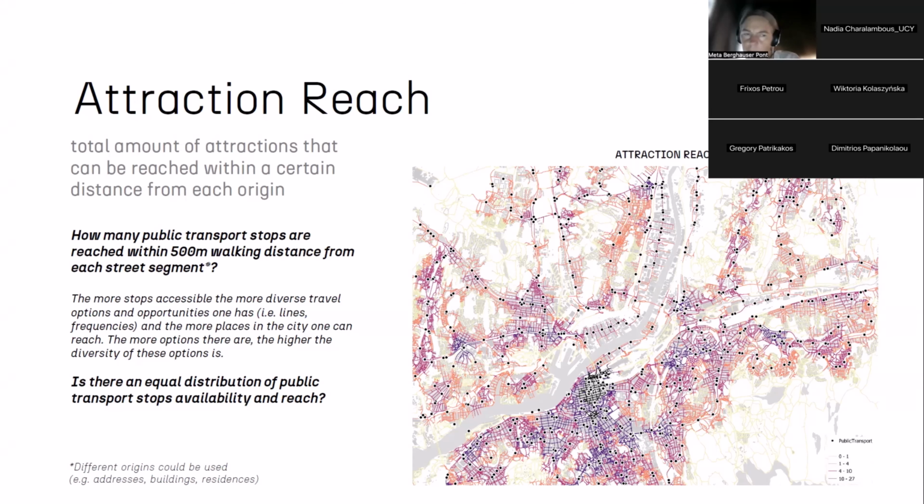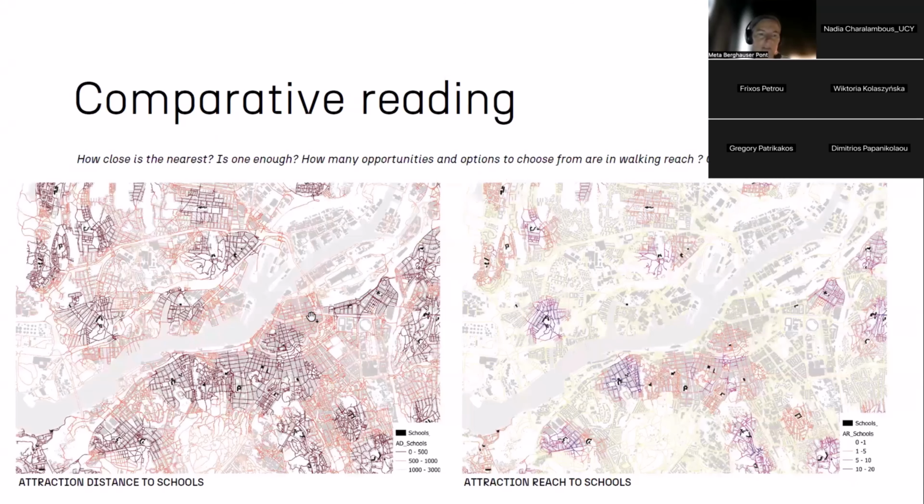Is that right, what I say now? Yeah, so this is actually one of the other ones. So let's look at this one. So here we have attraction distance to school and we have attraction reach to schools. So those are the two different types of analysis that we have embedded.